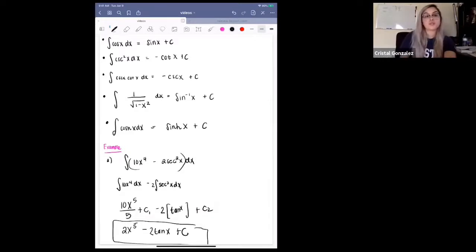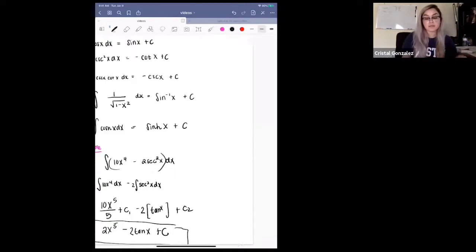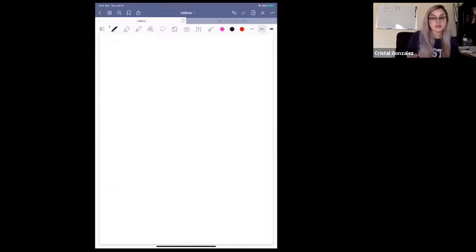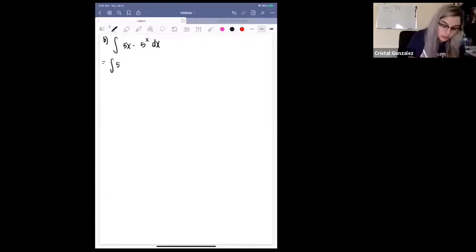And now we'll do 2 more examples, and then we'll go into that net change theorem at the very end of the section. So let's do another example so that we get very used to this. And we'll do the integral of 5x minus 5 to the power of x dx. And so again, we are able to separate this like this.